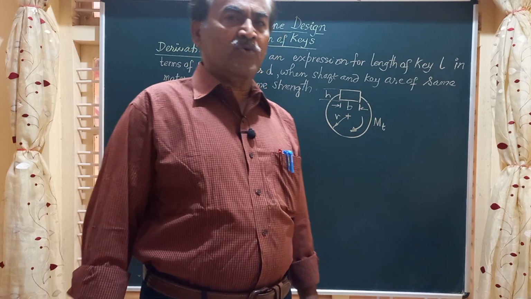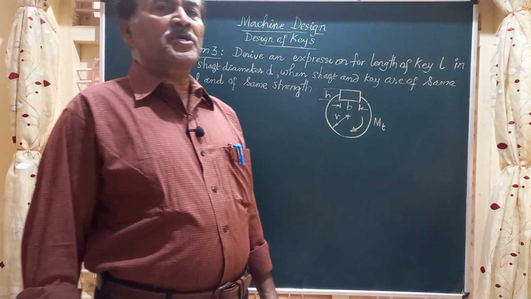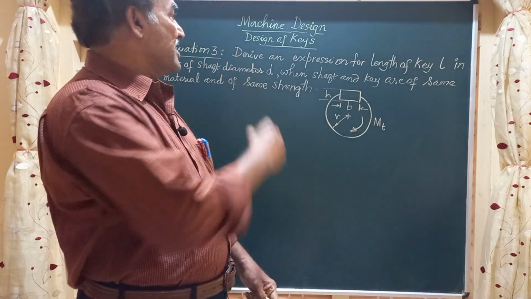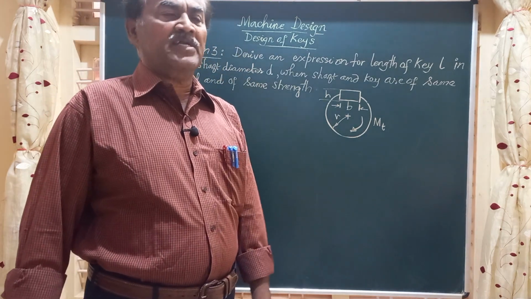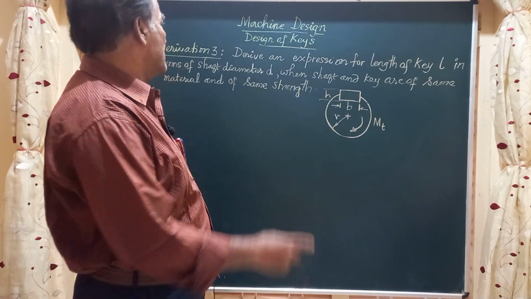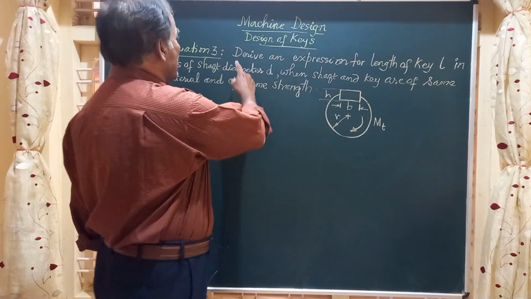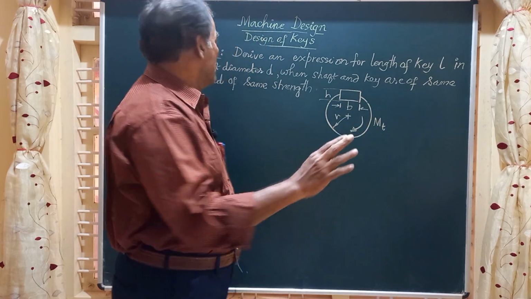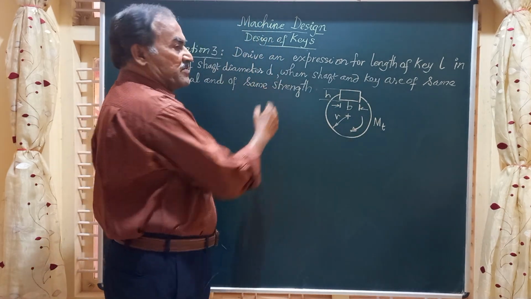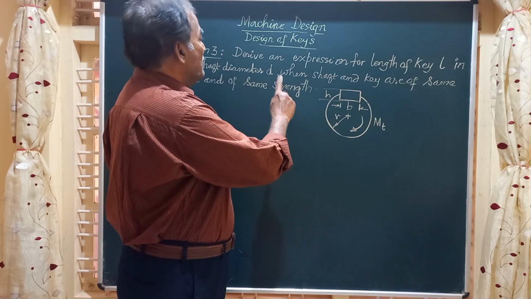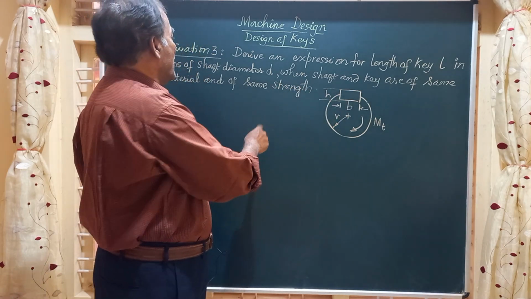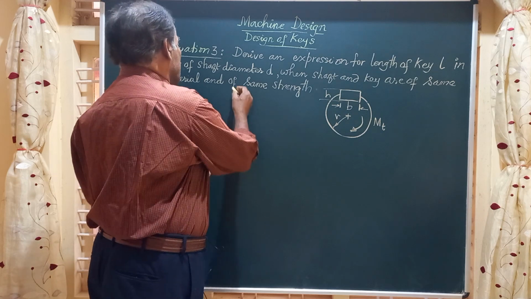And friends, in today's session, we are going to have the third derivation on the design of keys. Friends, the question for today's session runs like this. Derive an expression for the length of the key L in terms of shaft diameter D, where the shaft and key are of same material and of same strength.